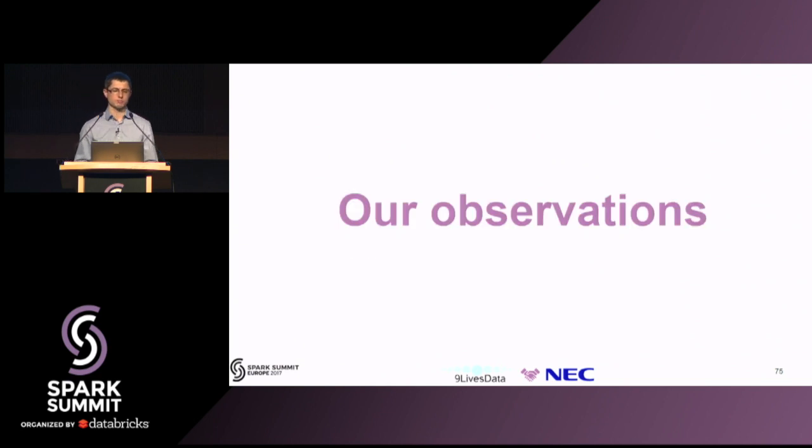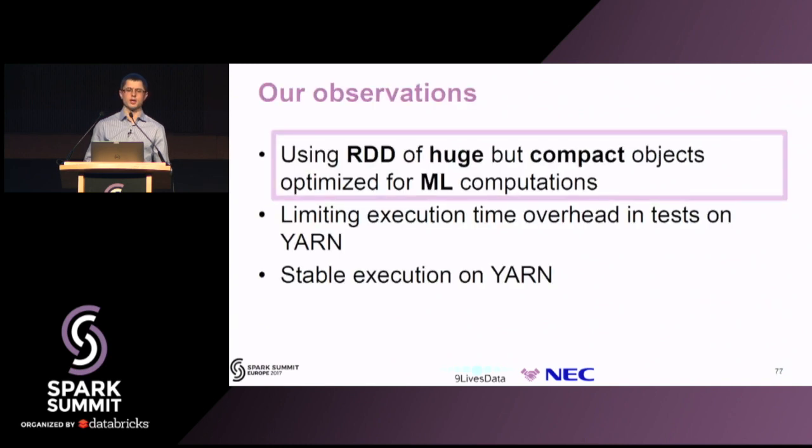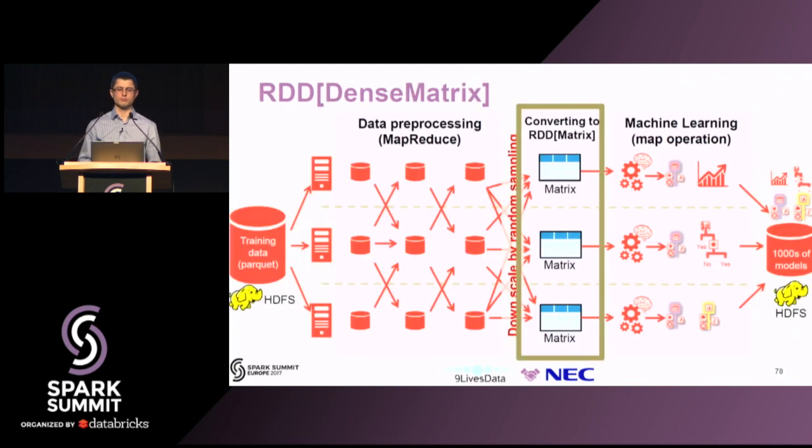Okay, so now let me share some additional observations from our work. So first is using RDD of huge but compact objects optimized for ML computations. This is actually something that I mentioned before. So remember that during our training flow, we have to move from this data preprocessing phase into the machine learning phase. And during that, we convert our initial data into the RDD of dense matrices. And we use those dense matrices to then be processed by machine learning engines in the machine learning phase.